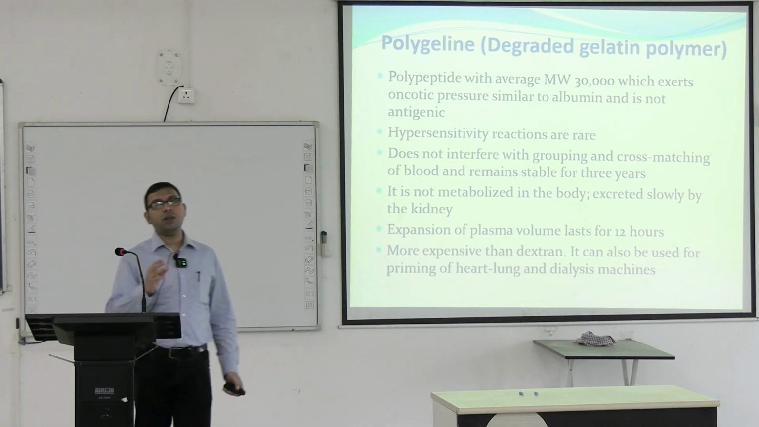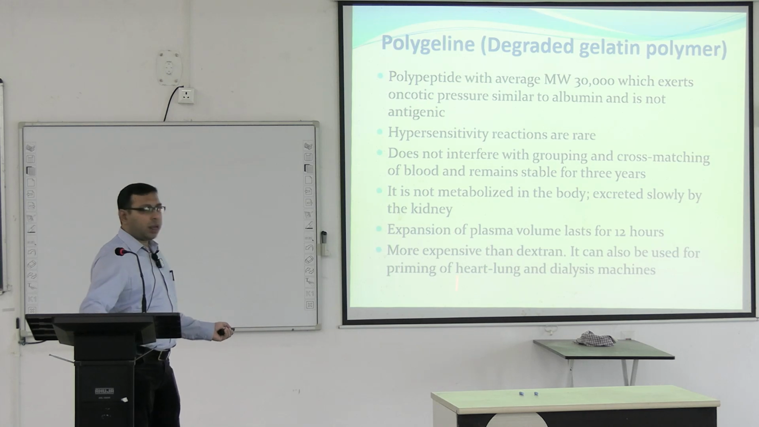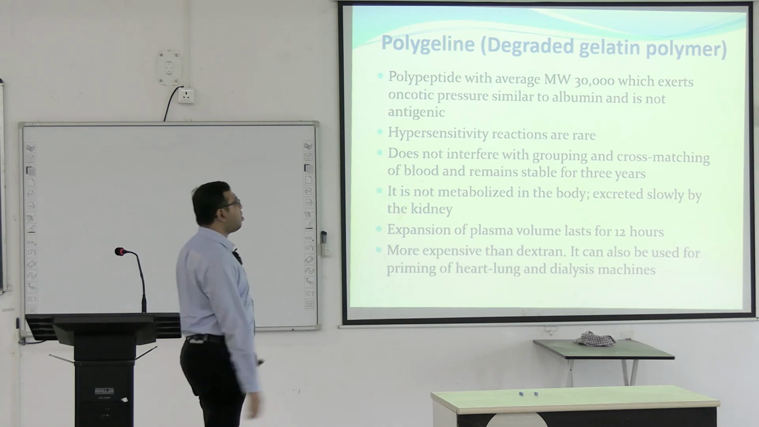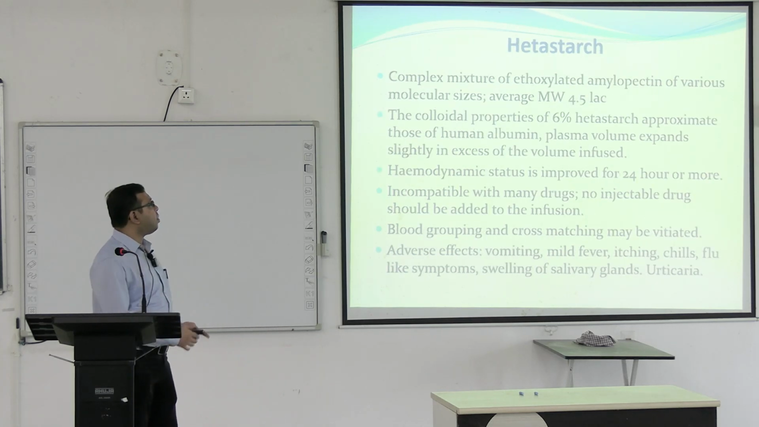The previous ones are very small, usually. It is more expensive than dextran. It can also be used for priming of the heart-lung and dialysis machines. When priming is done, the details are not required. So this can be used, but again it is costly.